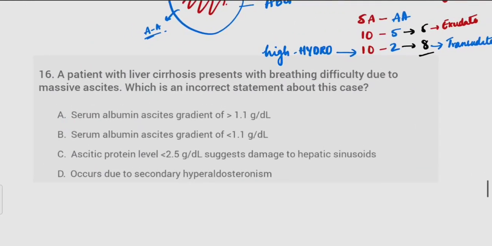We'll revise after that once more and we'll end this session. Patient with liver cirrhosis presents with breathing difficulty due to massive ascites. So here ascites is massive and they are telling us it's liver disease.